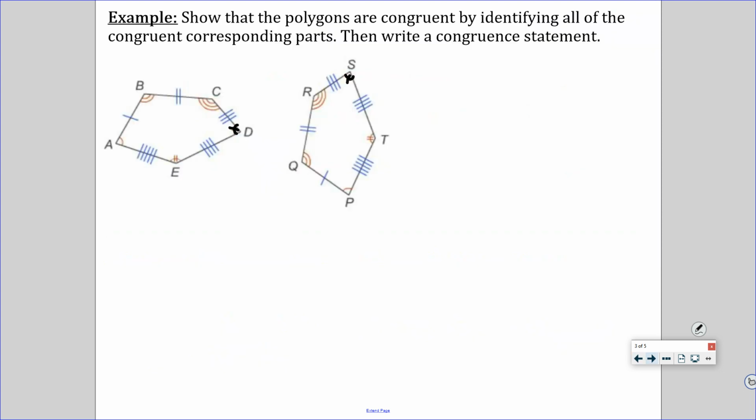All right. Show that the polygons are congruent by identifying all of the congruent corresponding parts. That means angles and sides. Then write a congruence statement. All right. I usually start with angles. I don't know why. I just do.